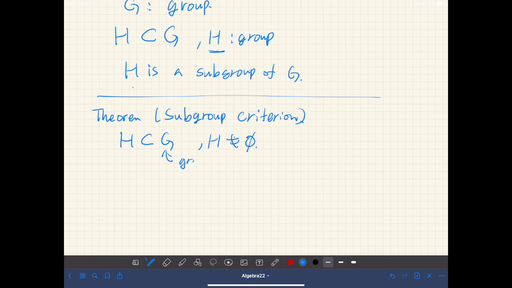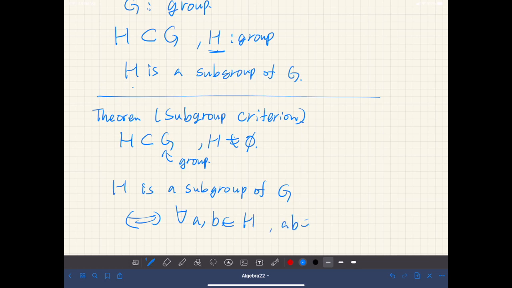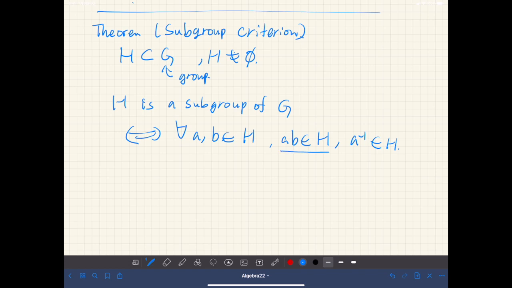So G is a group, and H is a subgroup of G if and only if for all elements A, B in H, we have AB is in H and A inverse is in H. Okay, so here this says H is closed under the same multiplication as in G, and this A inverse is the inverse of the element A. If A is an element of H, then A is also an element of G, because H is assumed to be a subset of G. And this A inverse is the inverse of A as an element of G.